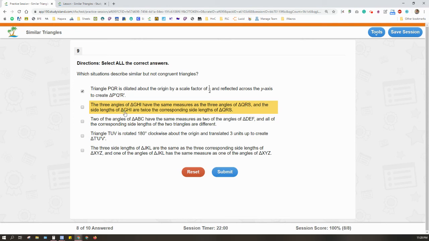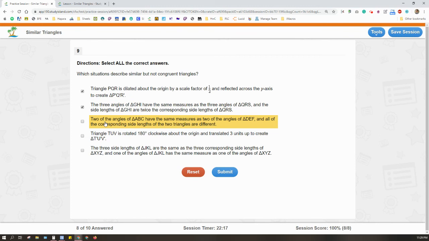It says that the side lengths of the first triangle, triangle GHI, are twice the corresponding side lengths of triangle QRS. So they have different side lengths and they're all twice as large. They have the same measurements for their angles. So that does create a set of similar triangles.